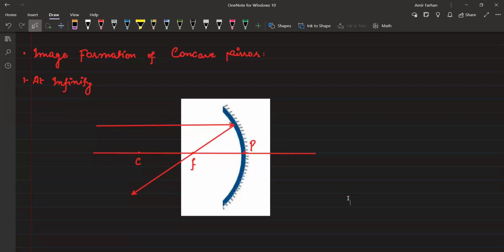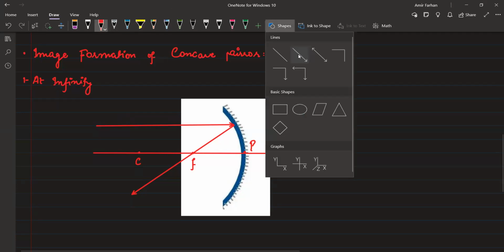Mariam, Gianna, Arya and Nabila, is this clear? Gianna, are you there in the class? Okay. So the first ray should always be parallel to the principal axis and it will pass through which point? Focus. Very good.